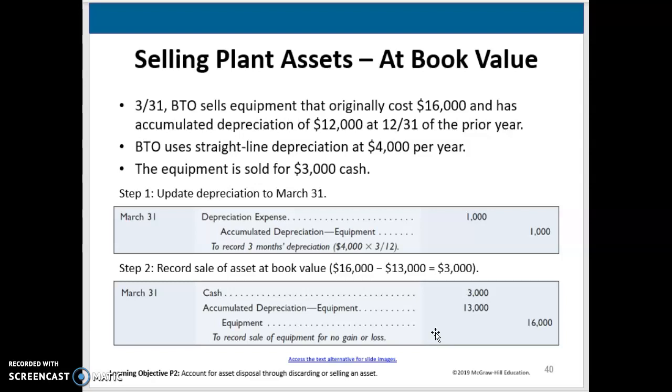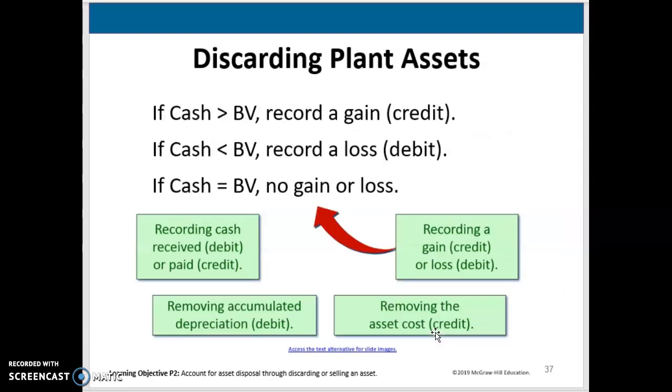So what would our book value be? Our book value is going to be that cost, $16,000, minus accumulated depreciation of $13,000. So our book value is $3,000. All right, they told us that we're selling it for $3,000 cash. We're selling it at book value. All right, so if the cash we're getting is $3,000 and our book value is $3,000, then they equal. So there's no gain or loss to record.